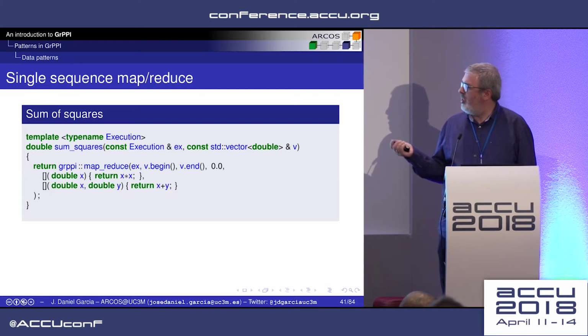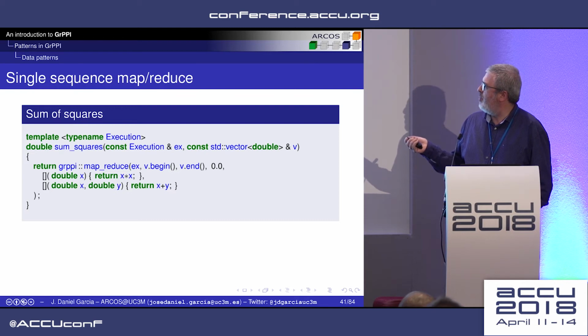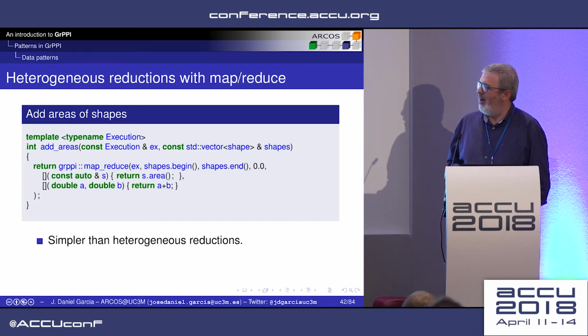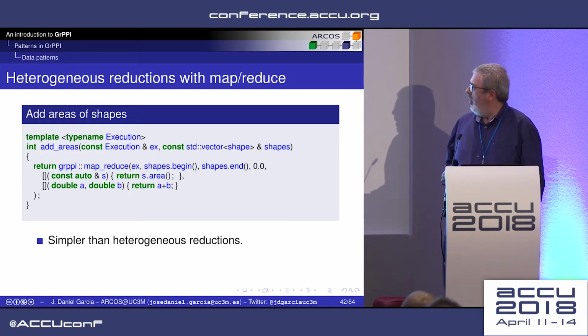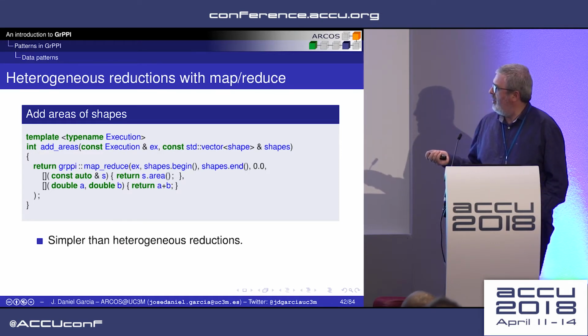I could use this also if I have a vector of shapes for adding the areas, and then the map stage would be compute the area of a shape. The reduce would be adding values. The scalar product between two vectors can also be computed like this.